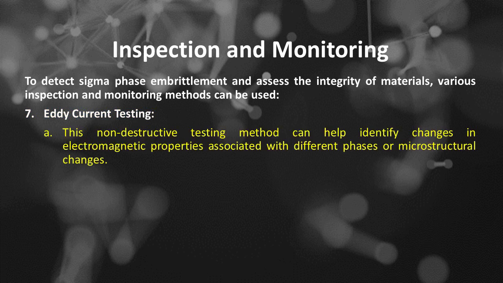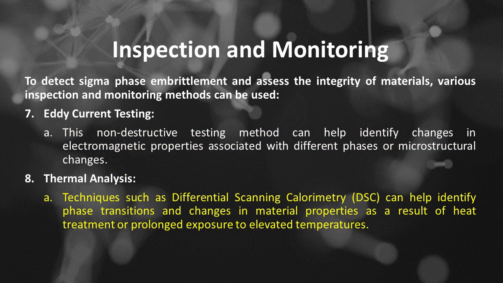This non-destructive testing method can help identify changes in electromagnetic properties associated with different phases or microstructural changes. Number 8 is thermal analysis. Techniques such as differential scanning calorimetry, or DSC, can help identify phase transitions and changes in material properties as a result of heat treatment or prolonged exposure to elevated temperatures.